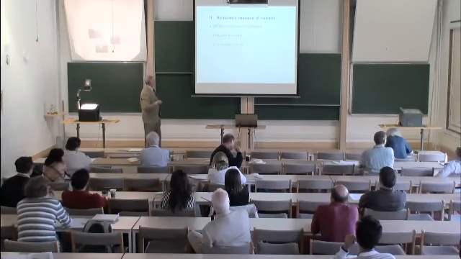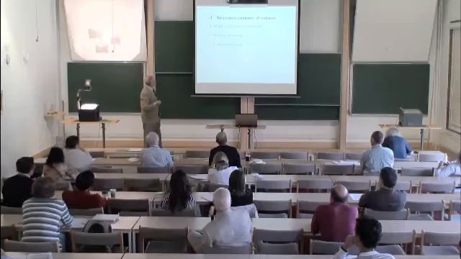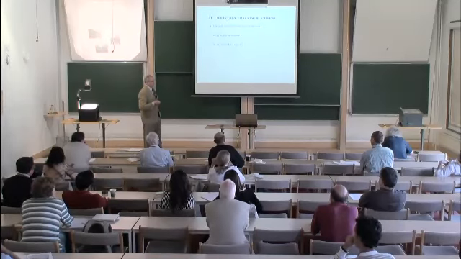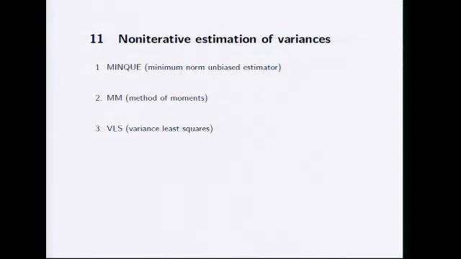So now let me talk about several non-iterative estimations of the variances. This is an alternative to maximum likelihood. First of all, we can generalize MINQUE estimation. MINQUE was popularized by Rao and Kleffe in their book. Basically, among all unbiased estimators, we are looking for estimators with minimum norm. Those estimators are quadratic functions of data. That is why I call it symmetric.